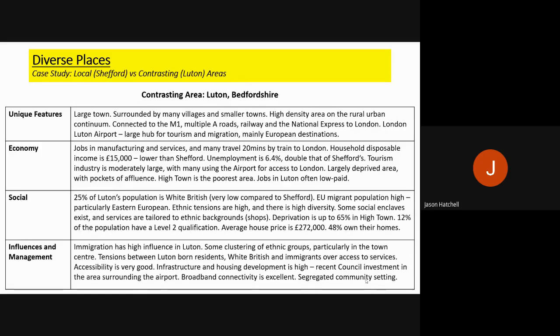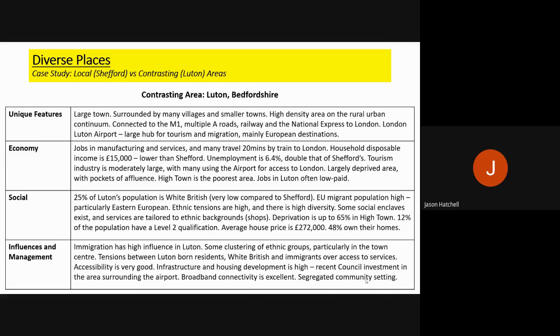And finally, looking at influences and management, the biggest influence in the last 20 years on Luton has been immigration, with clustering taking place, particularly in the town centre. There have been tensions between Luton-born residents, white British residents, and other ethnic minorities over access to services and faiths as well. Accessibility, though, is very good.